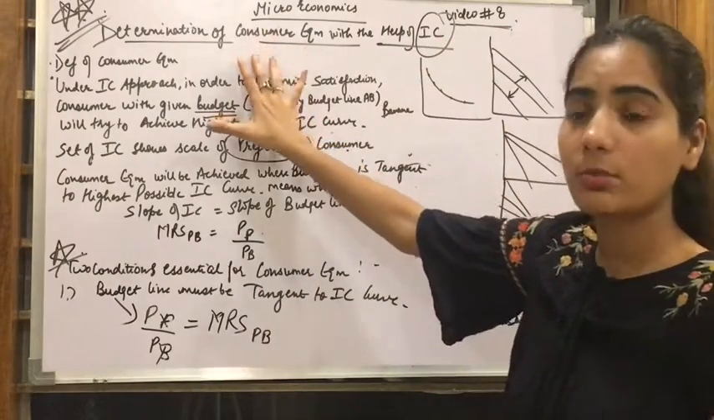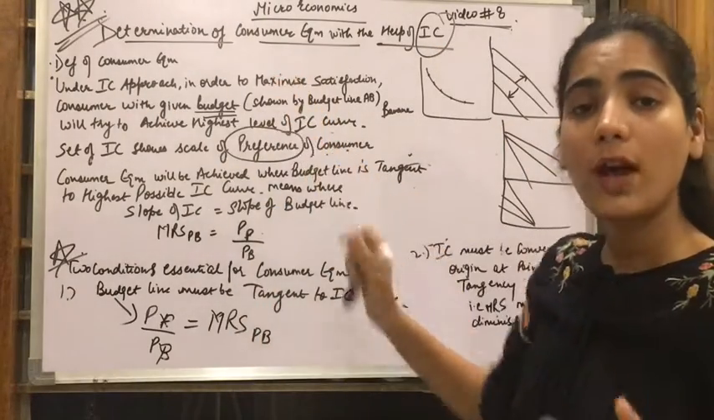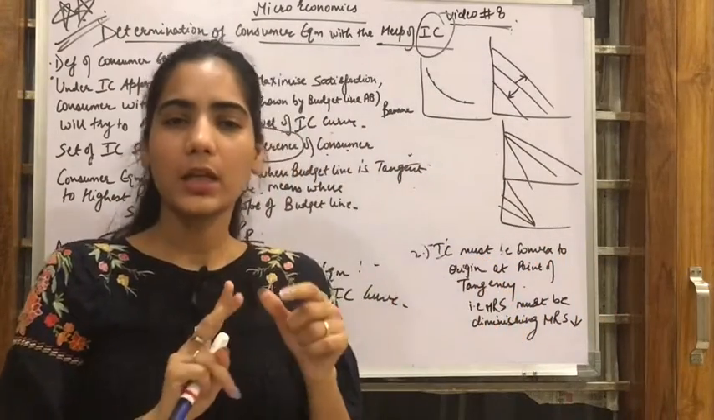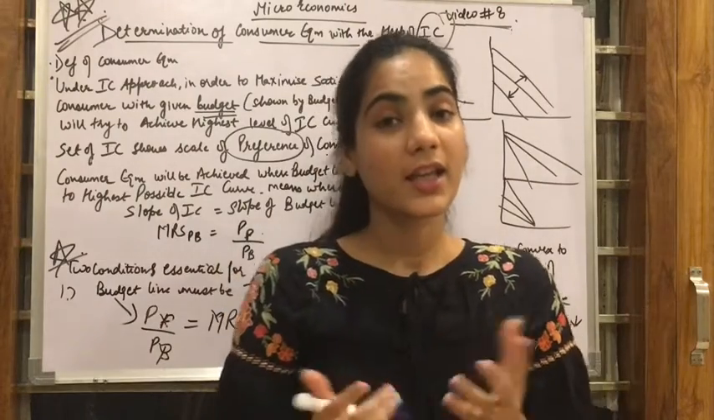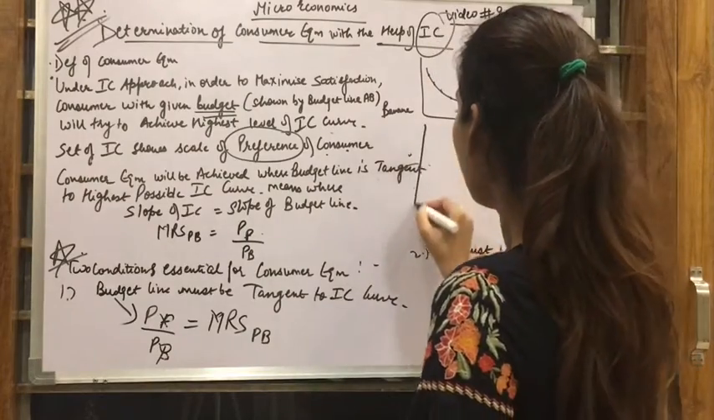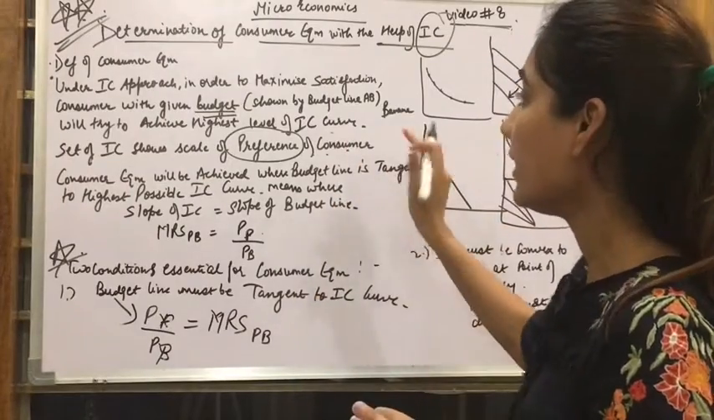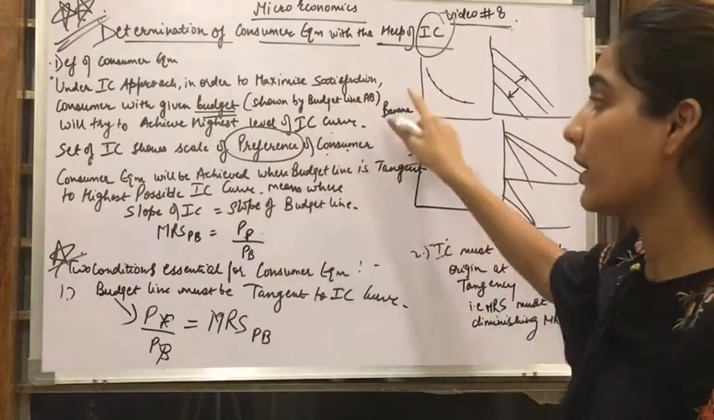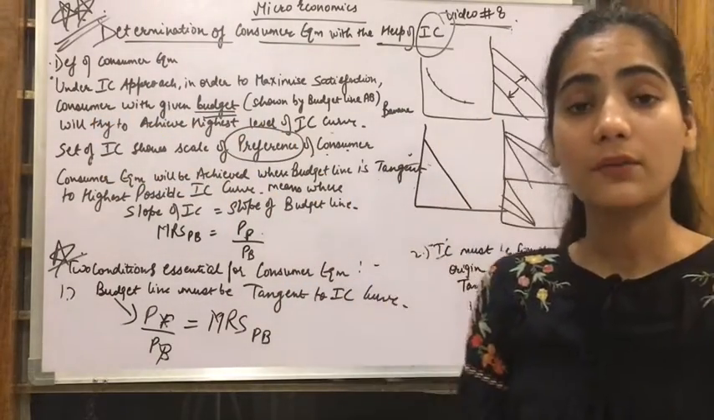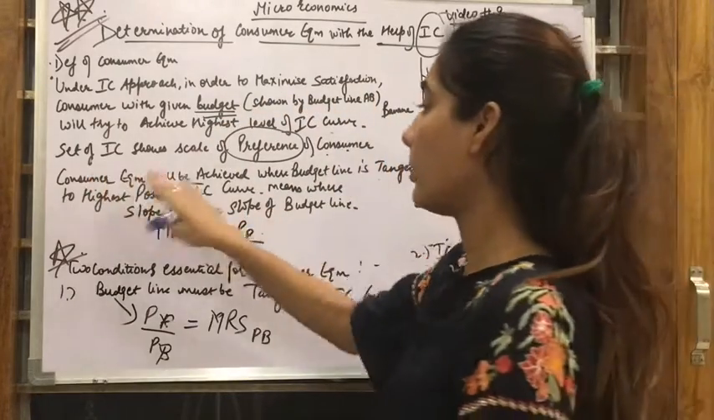I have explained to you consumer equilibrium, I have explained to you IC. Now we are going to talk about the IC approach. In order to have maximum satisfaction, what is required? Since the consumer knows his income, he knows the price of two commodities. That means he knows his budget. If he knows his budget, that means he knows the budget line too. Now, he knows the budget line, that means he can have maximum satisfaction as the consumer with the given budget. He will try to achieve the highest level of indifference curve. Now, the consumer equilibrium will be achieved.